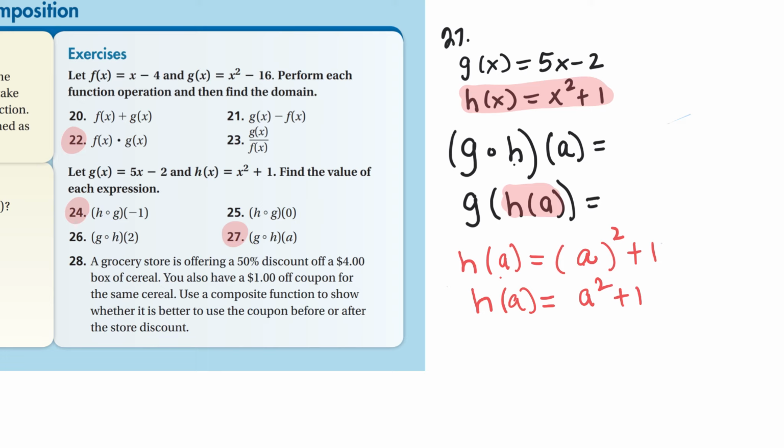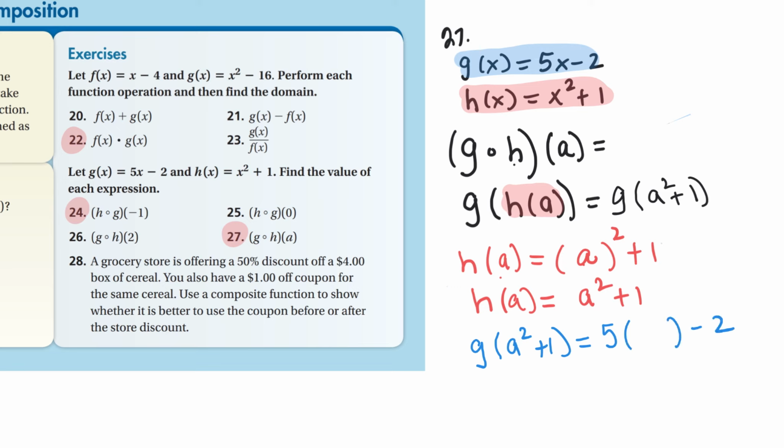So now we have g, and the input is a squared plus 1. Okay, yeah, that's right. It's going to be an expression. So we're going to go to g, and I'm going to use a blue pen to figure out g. So you have g. The input is a squared plus 1. So what do you have? 5 parentheses minus 2. So what goes inside that parentheses? That's correct. A squared plus 1.